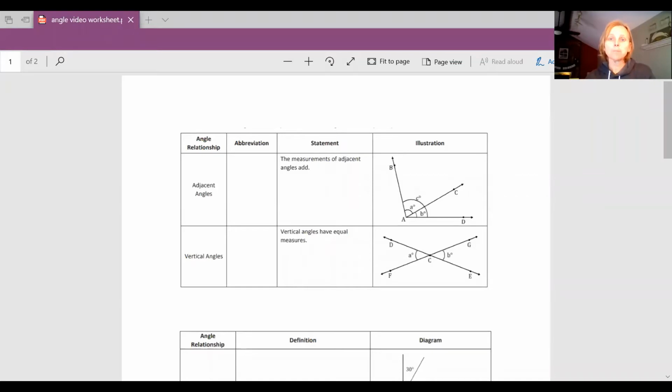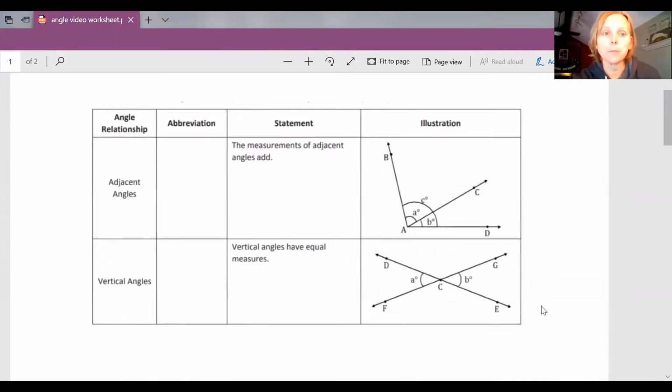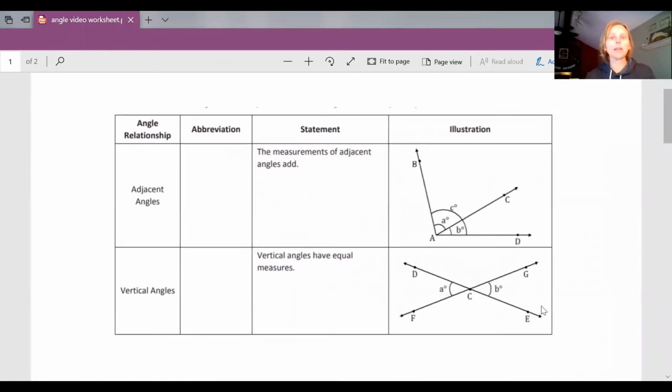So anyway, we're going to talk about angle and line relationships. We're going to start out with adjacent angles, vertical angles, and then from there, move into complementary and supplementary angles. So let me first share a screen with you. Okay, so this is the first picture. Let me make it a little bit bigger. Okay, this is the first thing I'd like to talk to you about.